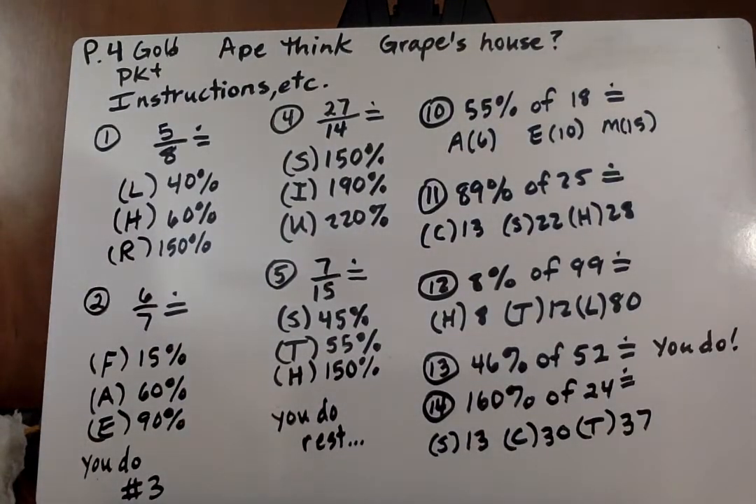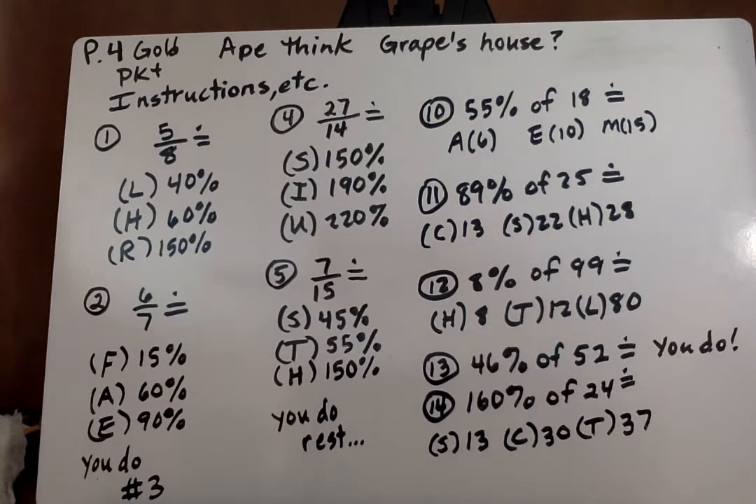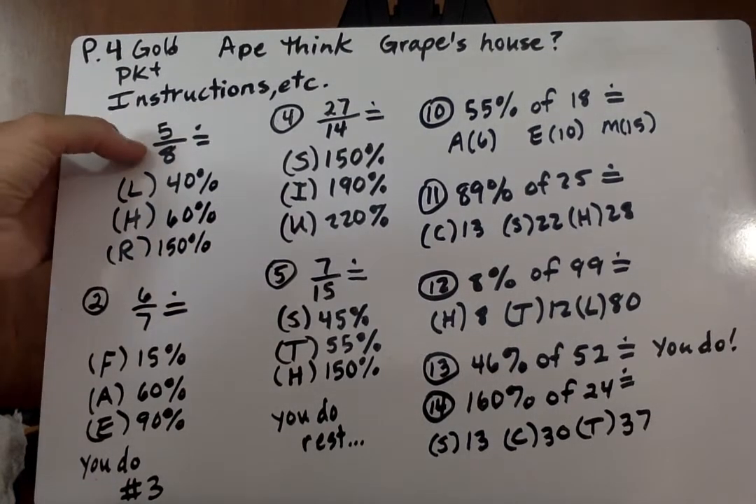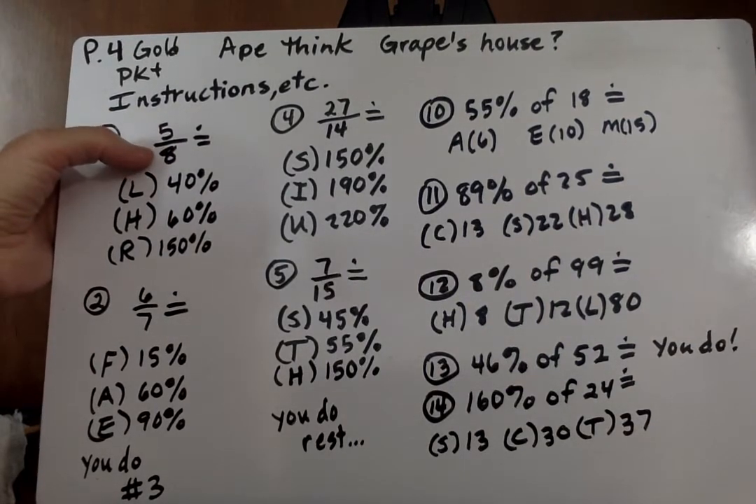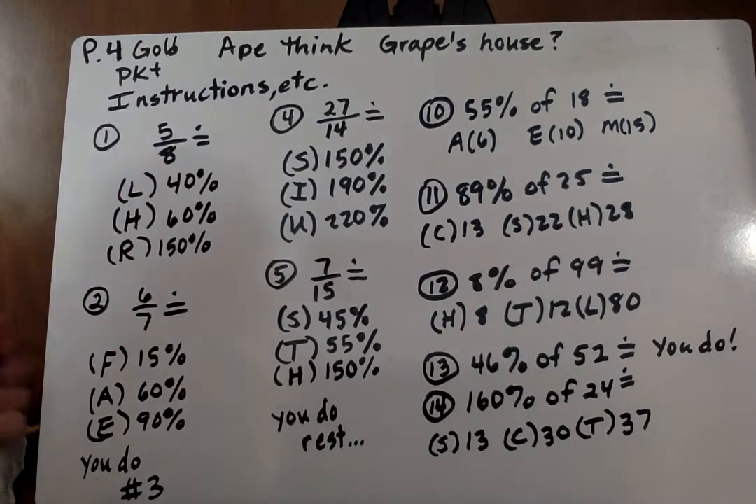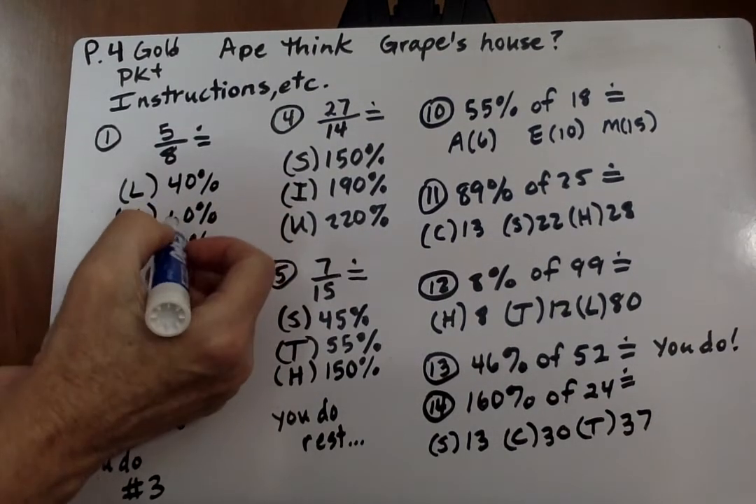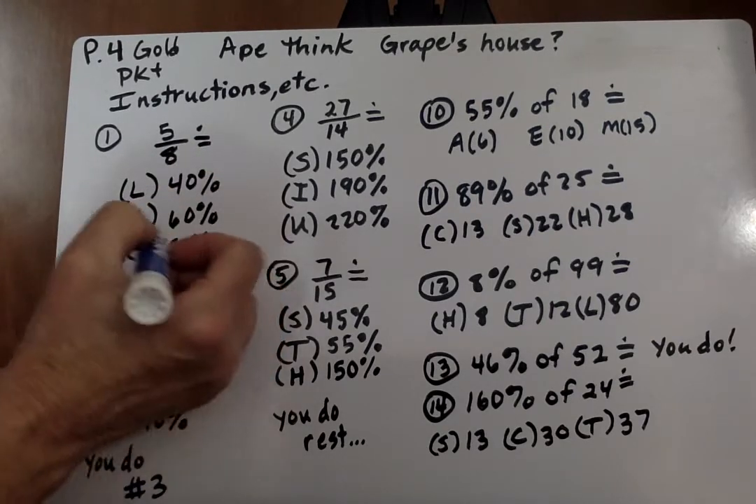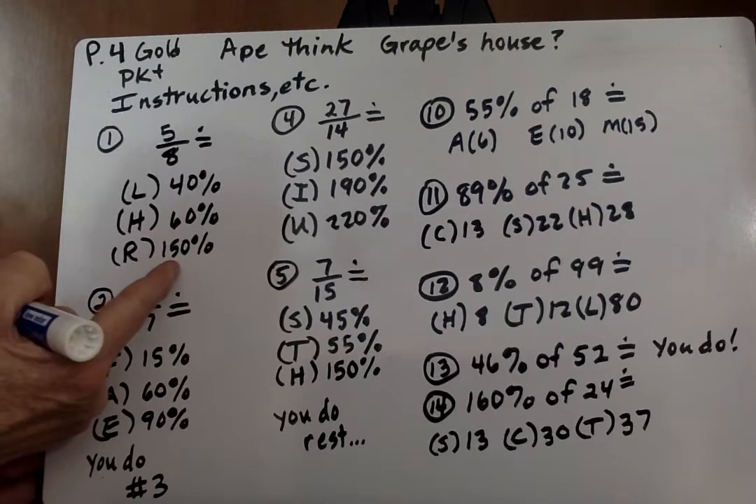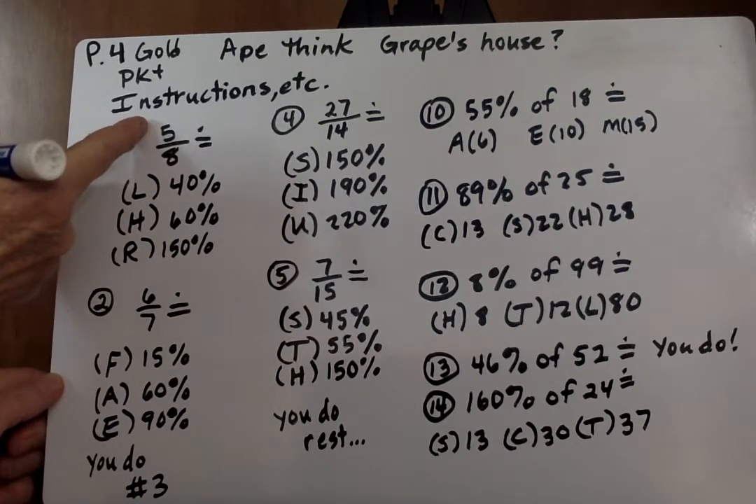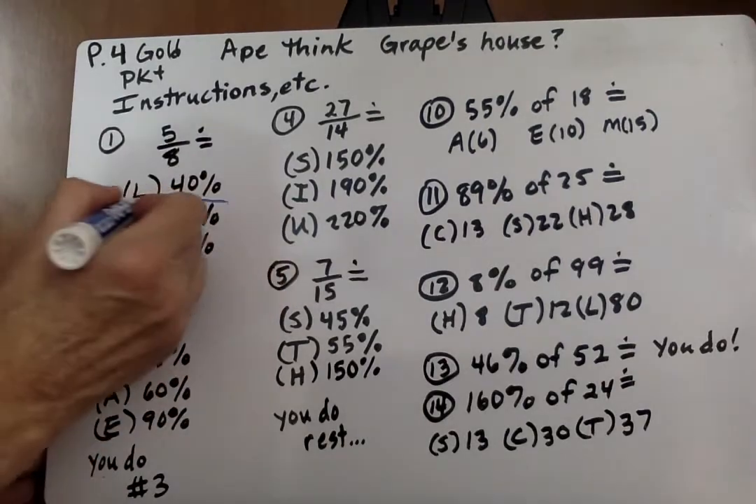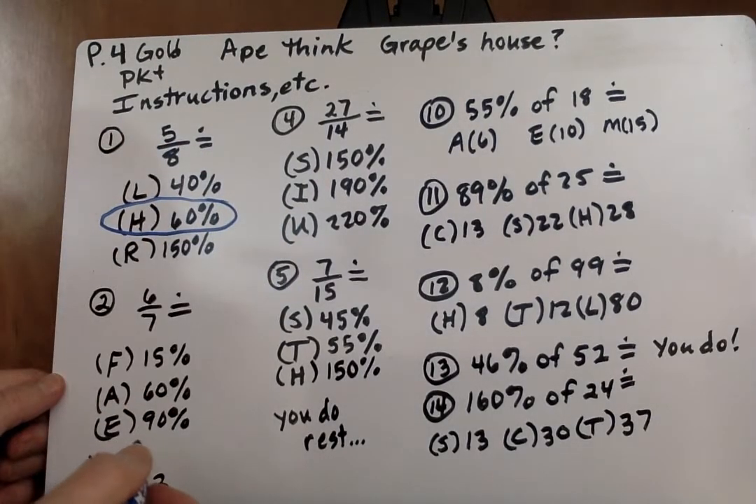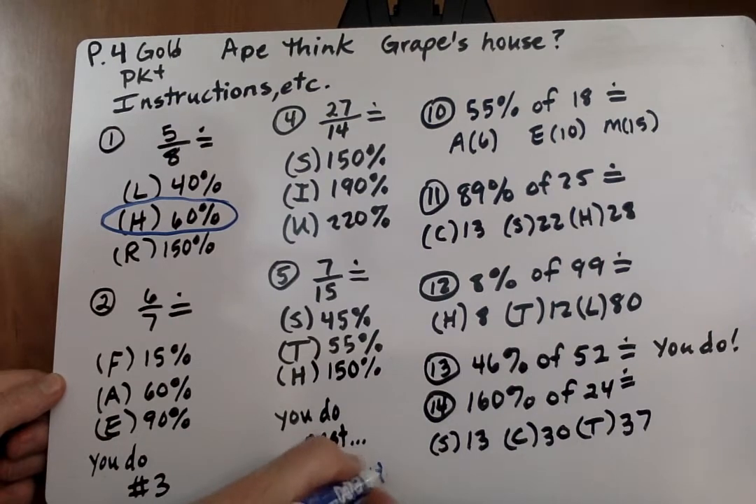All right, number 1. Circle the best estimate for each exercise without computing the actual answer. Write the letter of the best estimate in the box at the bottom of the page that contains the exercise number. Okay, 5/8. We know that 4/8 is a half, so this is just over a half. So 40% is under a half, 60% is over a half, 150% means it has to be higher than 8. So anytime you get a number that's over 100%, this number has to be bigger than this number. Okay, so this would be H. So down at the bottom, wherever 1 is, you put an H there.